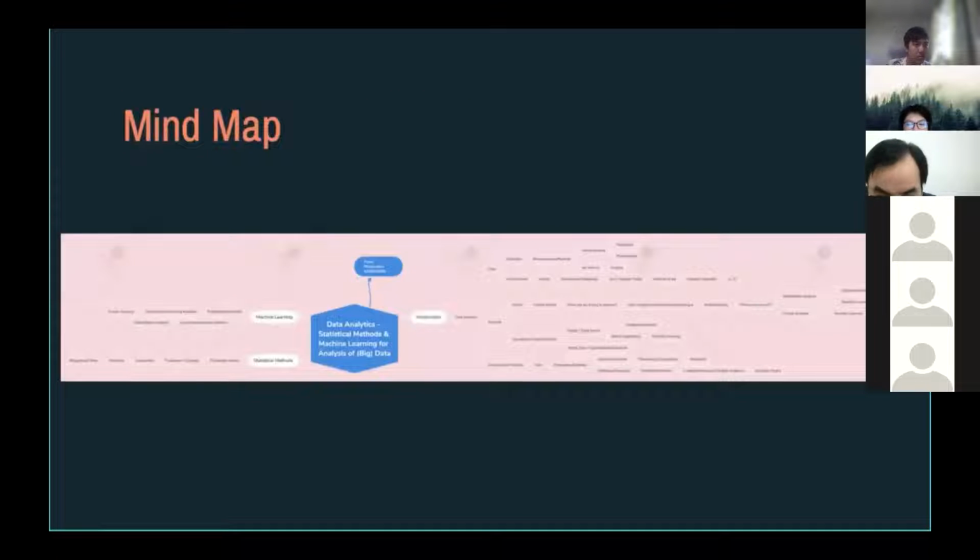And here's my mind map, mainly touching upon machine learning, statistical methods, introduction, but I did touch mainly on fundamental stuff.